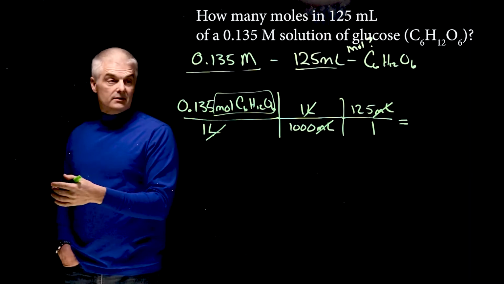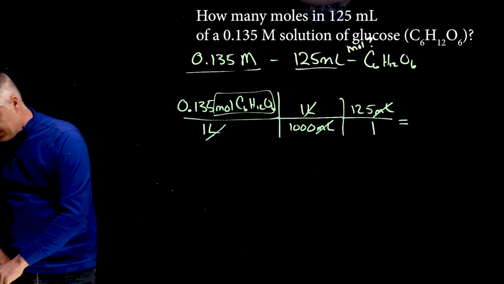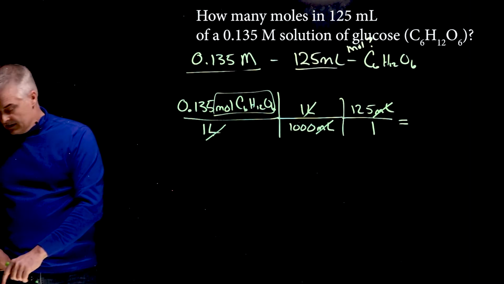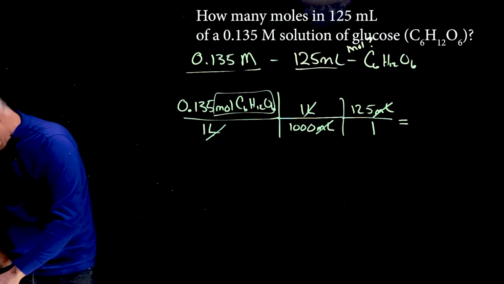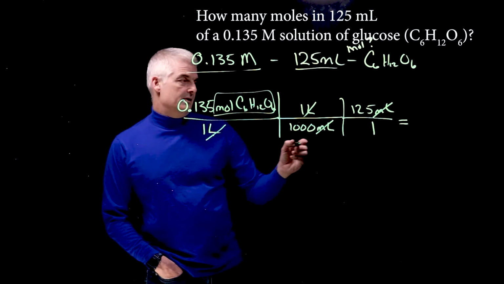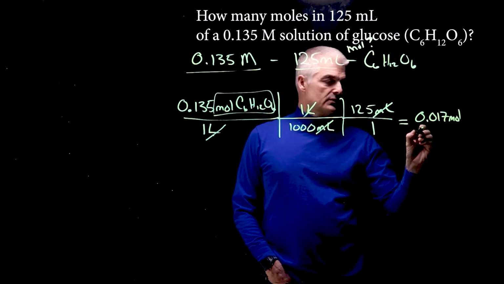So back to my calculator, I'll clear it here. 0.135 divided by 1,000 times 125, and that gives me 0.017. So 0.017 moles of the glucose.